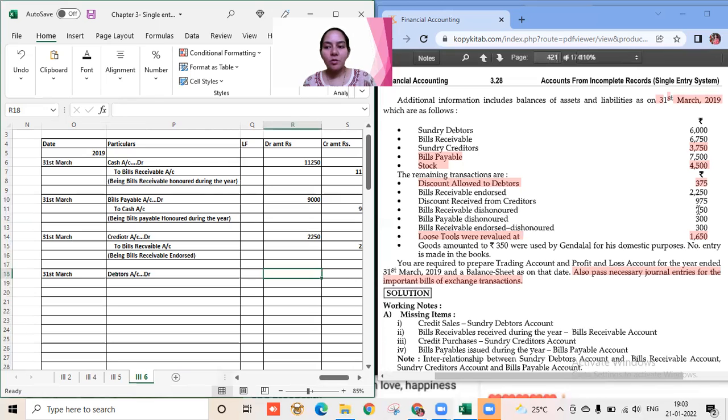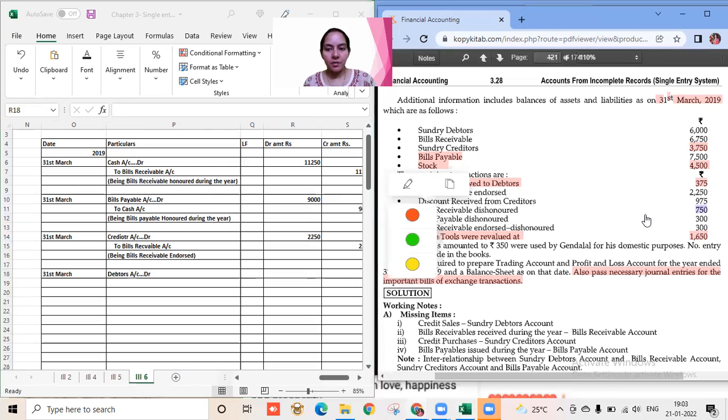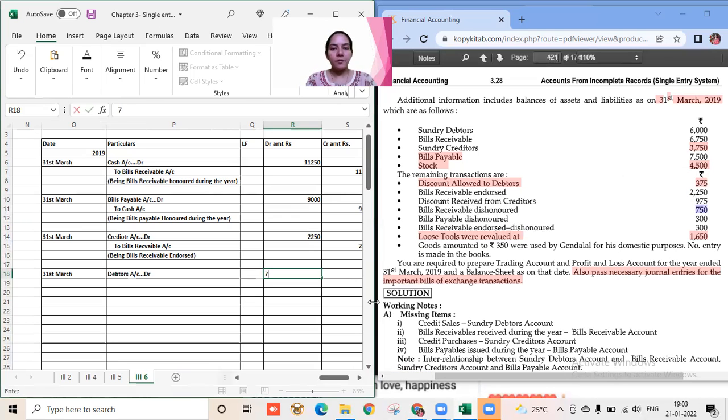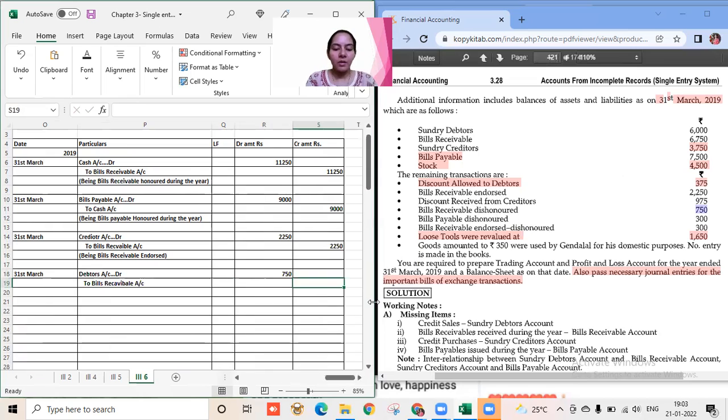How much is the bills dishonor amount? 750. So debtors account will be debited with the amount of 750. Second, what has to be credited? That bills receivable doesn't have any value. That piece of paper becomes 0. So bills receivable account will be credited with the amount of 750. Are you able to understand? Yes, ma'am.